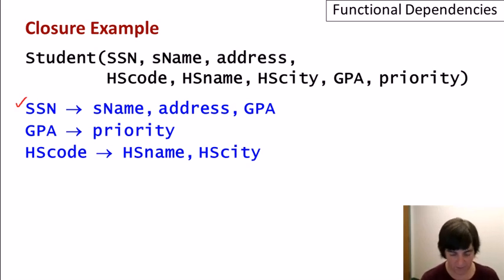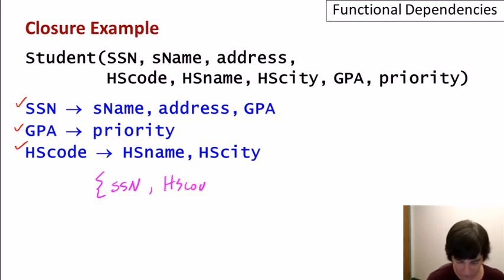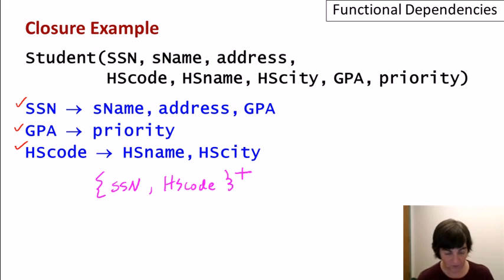So let's run an example of the closure algorithm. Let's go to our complete student table, and let's add three functional dependencies. One that says the student's social security number determines their name, address, and GPA. Next, GPA determines priority, and high school code determines high school name and high school city. Again, these are all examples we gave earlier that would be natural functional dependencies for this particular relation. Let's suppose that we're interested in computing the closure of the two attributes, social security number and high school code.